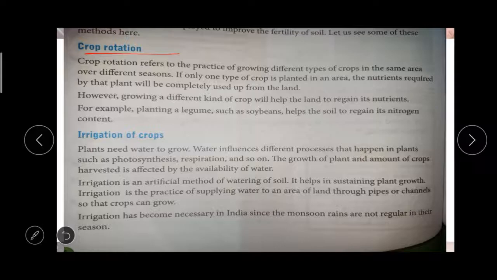Crop rotation means the practice of growing different types of crops in the same area over different seasons. If only one type of crop is planted in the area, the nutrients required by the plant will be completely used up, right? If rice is grown in one place, the nutrients essential for the plant to grow are totally used up.